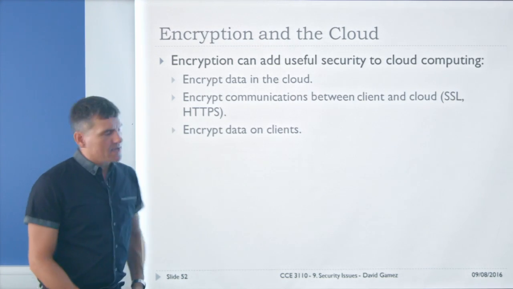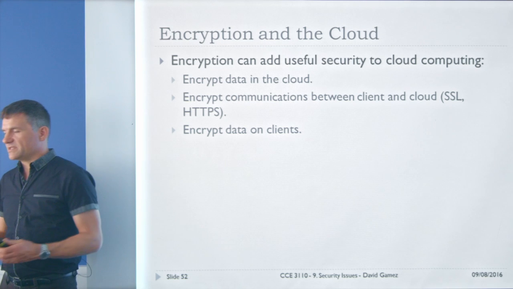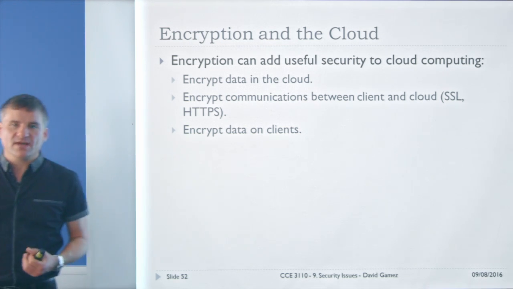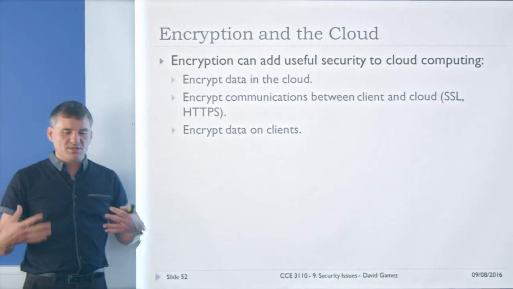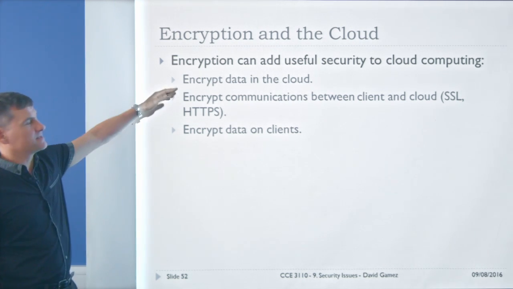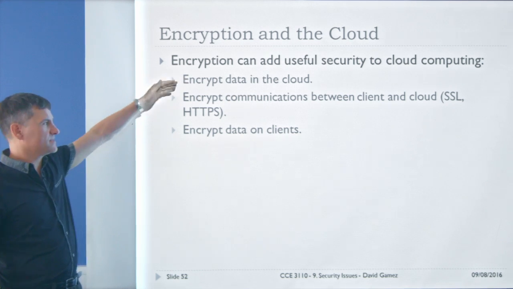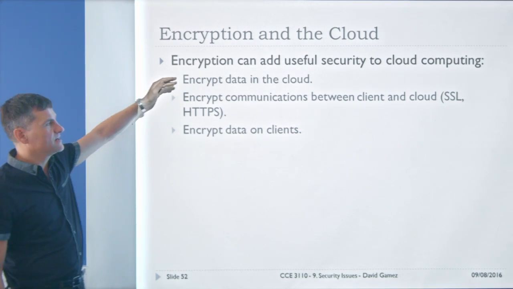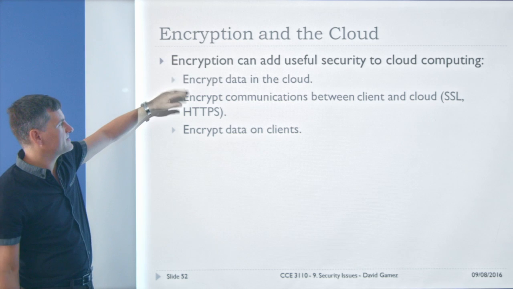Okay, so you can add security to cloud computing. Since in a way a lot of the security is out of your hands, it's better if you can reduce your vulnerability by encrypting your data. So you can encrypt the data that's stored in the cloud. So if someone does walk into the Amazon data center and steals a load of data, then it's encrypted so they can't make use of it.